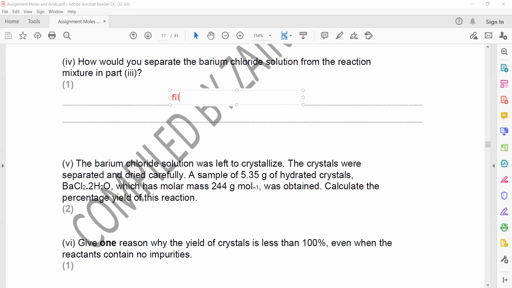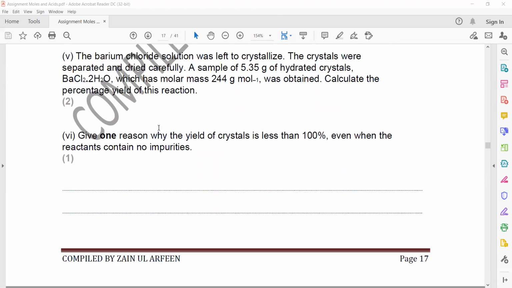The barium chloride crystals are left to crystallize. The crystals were separated and dried, and the total mass of the sample was 5.75. Calculate the percentage yield. So practically, this is the practical value. Theoretically, the percentage yield is based on the practical value.